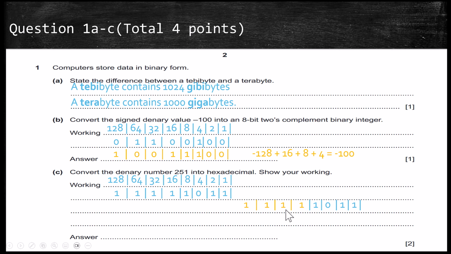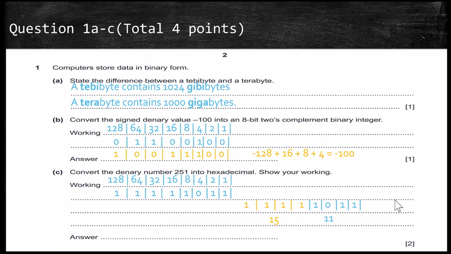1 plus 2 is 3. 3 plus 4 is 7. 7 plus 8 is 15. But that's not the hexadecimal value. The hexadecimal value for 15 is F. Let's work out this other side. We see we get the value of 11. 15 and 11, those aren't hexadecimal values.